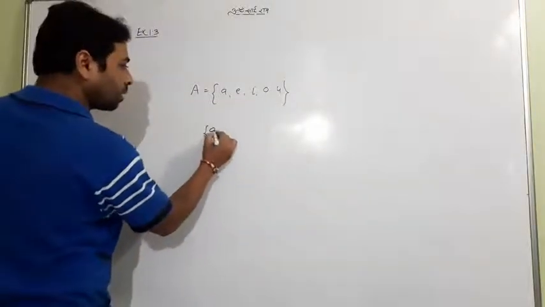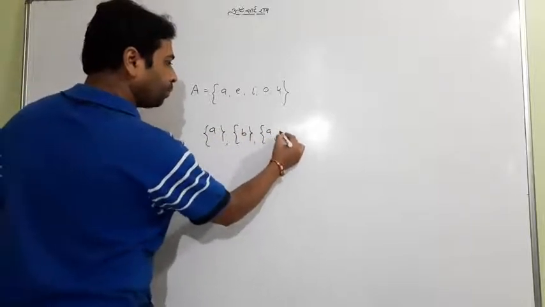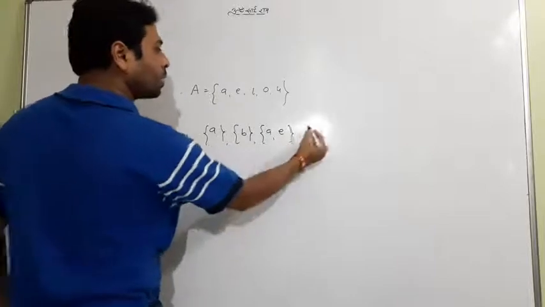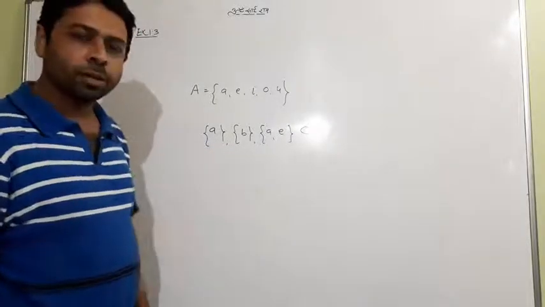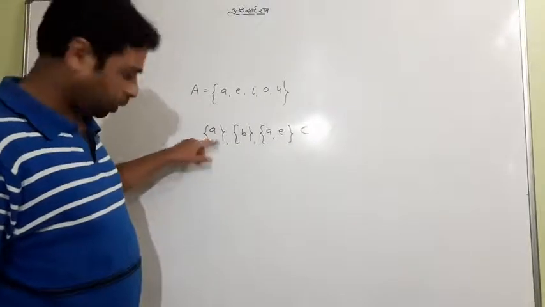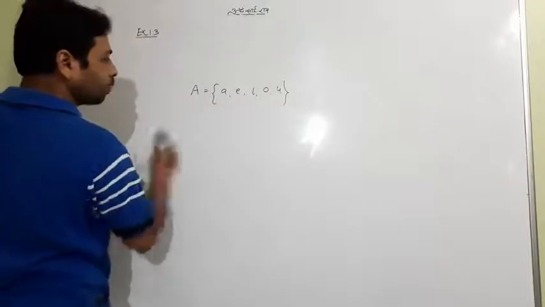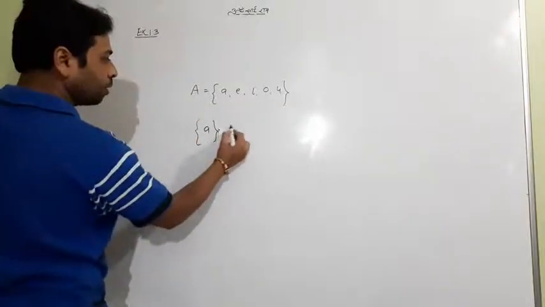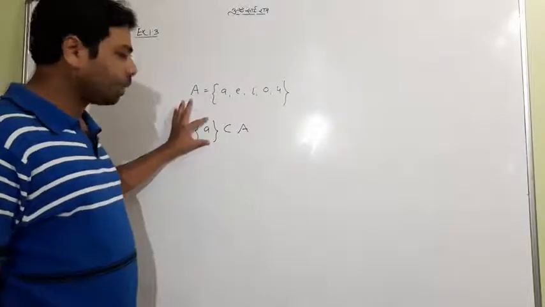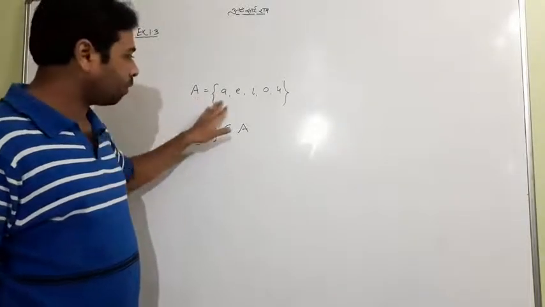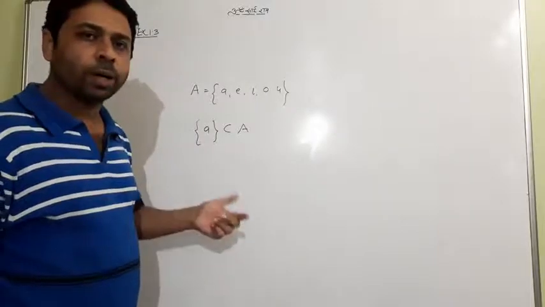Suppose I am writing this, or this, or this, or something like that. All are subsets of A. Meaning 32 subsets there. Just focus on a single subset. Suppose I am writing that. Only a single subset I am taking. Is it a subset of A? Yeah, it is true, because this particular set is a subset of A. I can't write all 32, but a few I have written.